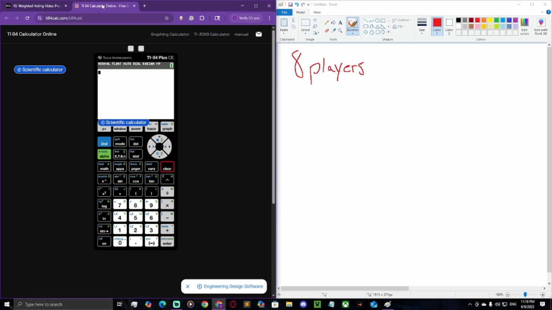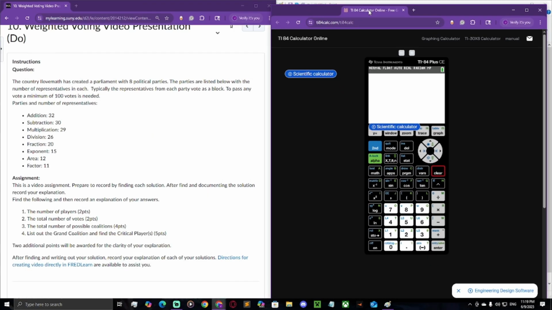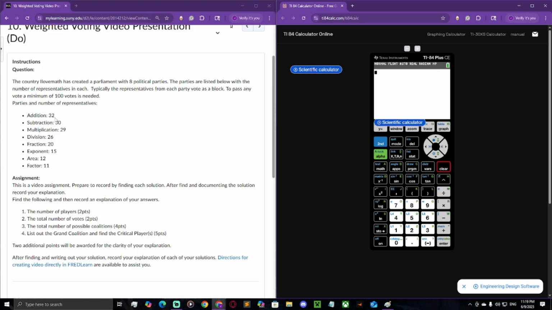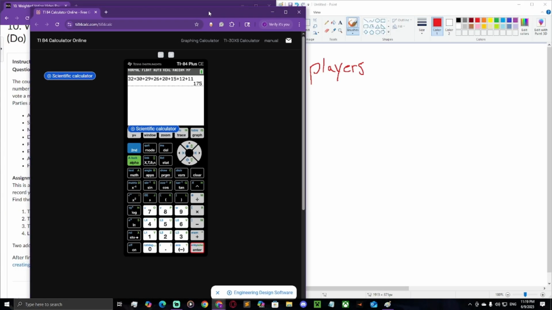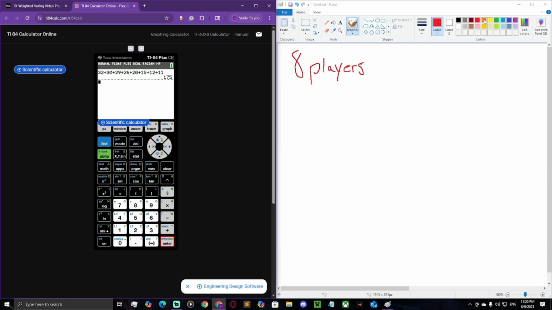The next one is the total number of votes. You can do this by going to your calculator. I have the calculator, TI-84 online. You just add up the number of representatives. So we do that by doing 32 plus 30 plus 29 plus 26 plus 20 plus 15 plus 12 plus 11. We have a total of 175 votes. We're going to do orange.